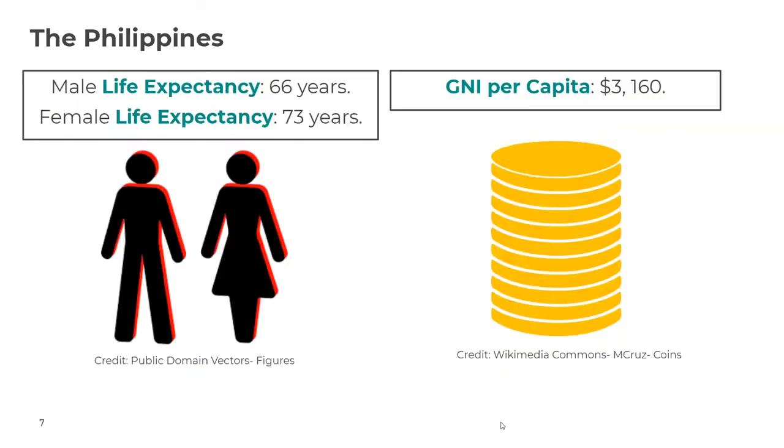So within the Philippines, the male life expectancy is approximately 66 years, and the female life expectancy is approximately 73 years. The GNI per capita is approximately $3,160.